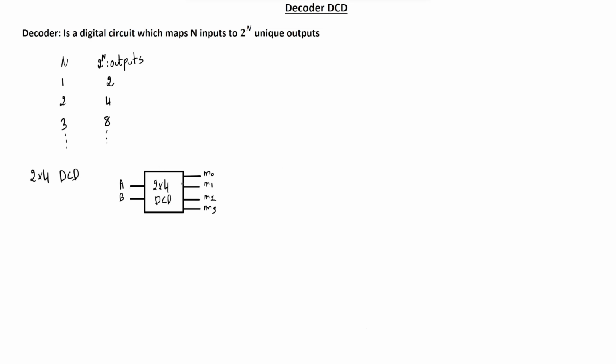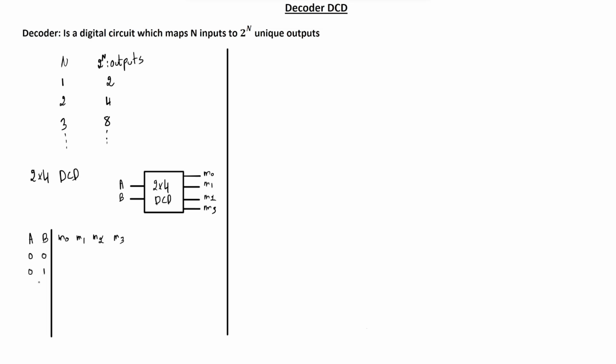So in a decoder, for every combination of A, B, only one of the outputs will be logic 1 or high, and the rest will be 0. So let's see how we can draw the truth table for it. We have 2 inputs A and B, and then on the outputs we have M0, M1, M2, and M3. For AB we have 4 possible combinations: 0 0, 0 1, 1 0, and 1 1.